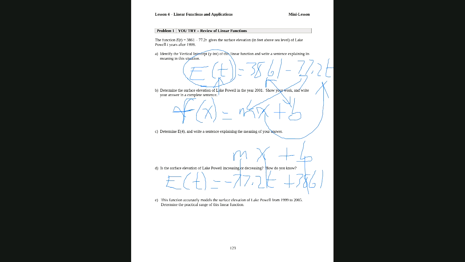All right. So that said, how do I find a vertical intercept? I'm going to go to the whiteboard. We're going to use that. So I'm going to rewrite this on the whiteboard: 3861 minus 77.2t. So let's go back to the whiteboard.